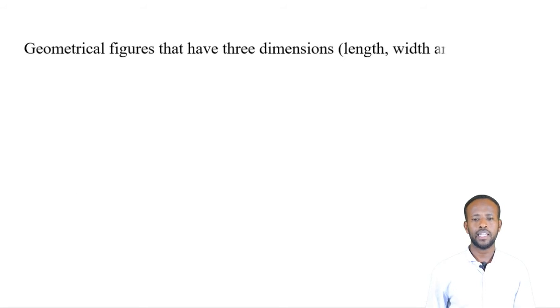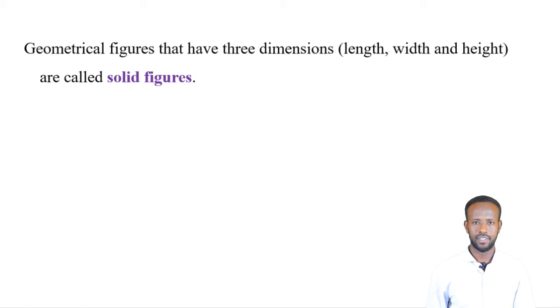Now, let us see what are solid figures. Geometrical figures that have three dimensions, length, width, and height, are called solid figures. So in this chapter, we are learning the measurement of solid figures. What are solid figures? They are the figures that have three dimensions. The three dimensions are what? Length, width, height. They have this.